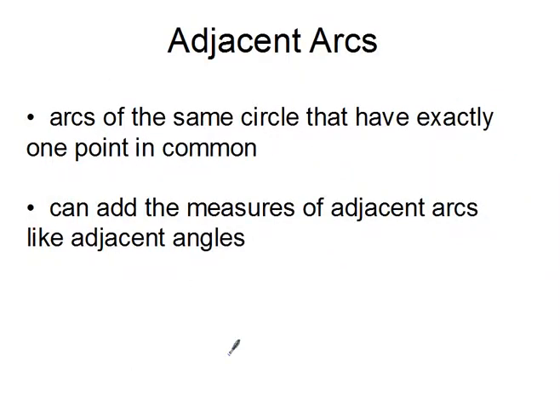Okay, we also have something called adjacent arcs. Adjacent arcs are on the same circle and have exactly one point in common. You can add the measures of these just like we add adjacent angles. So if there are two arcs that are right next to each other, we can add them together and create a bigger arc.